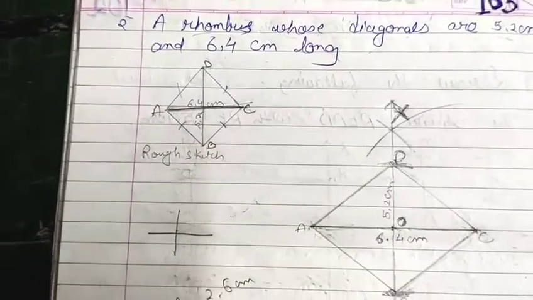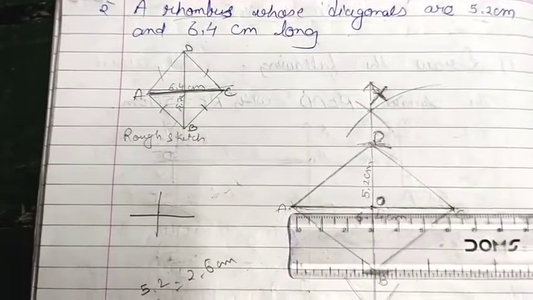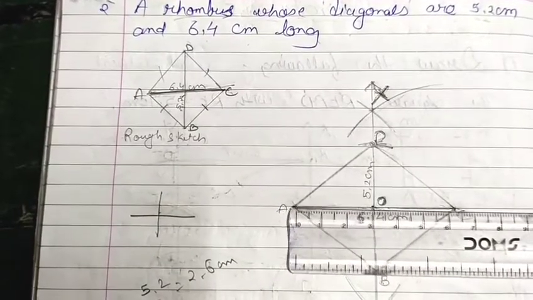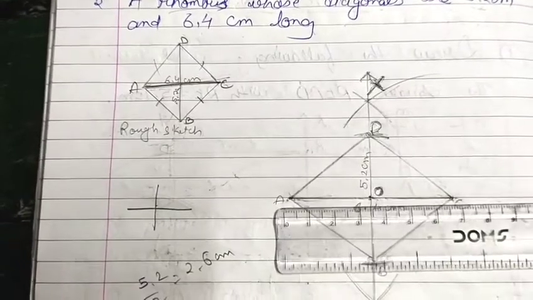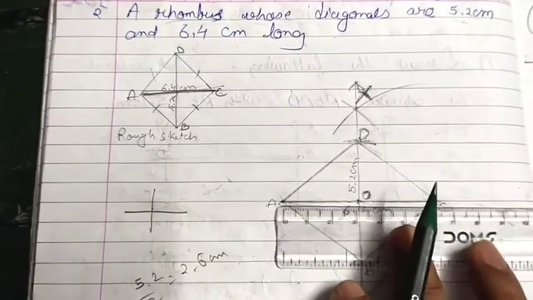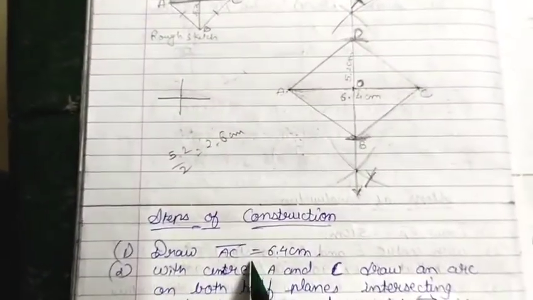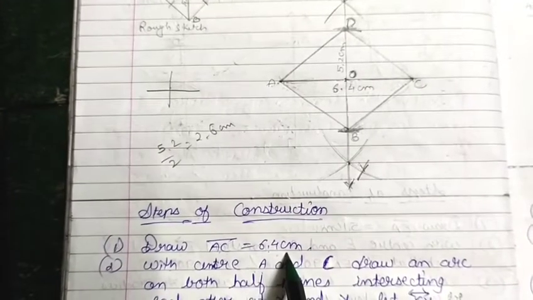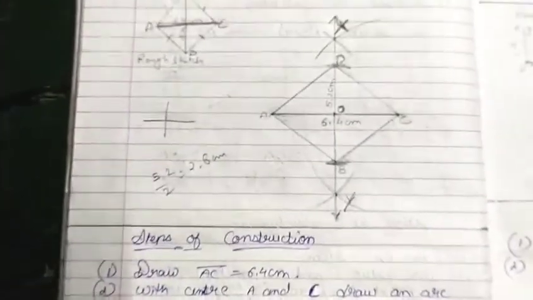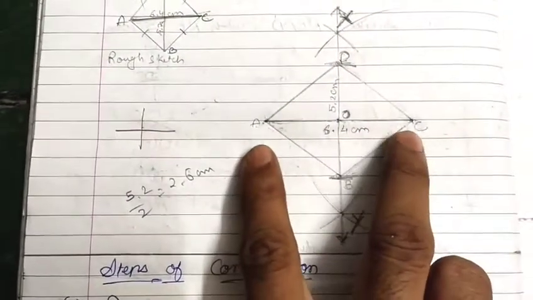Now dear student, as we all know, first we need to construct the base. So try to draw a base of 6.4 centimeter. Name it AC. Write down the step: draw line segment AC of 6.4 centimeter. Then, after getting this, try to draw the perpendicular bisector of line segment AC.